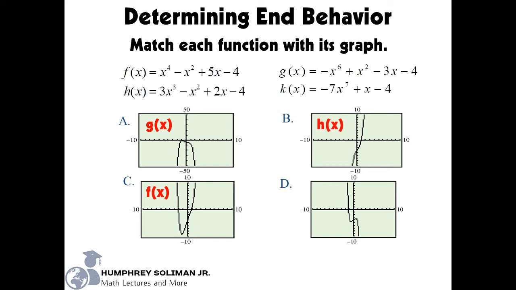H of x will be at letter B, because the first term is positive and the degree is odd. So the end behavior will be going in opposite directions. K of x will be at letter D, because the first term is negative and the degree is odd. So the end behavior will be going in opposite directions.